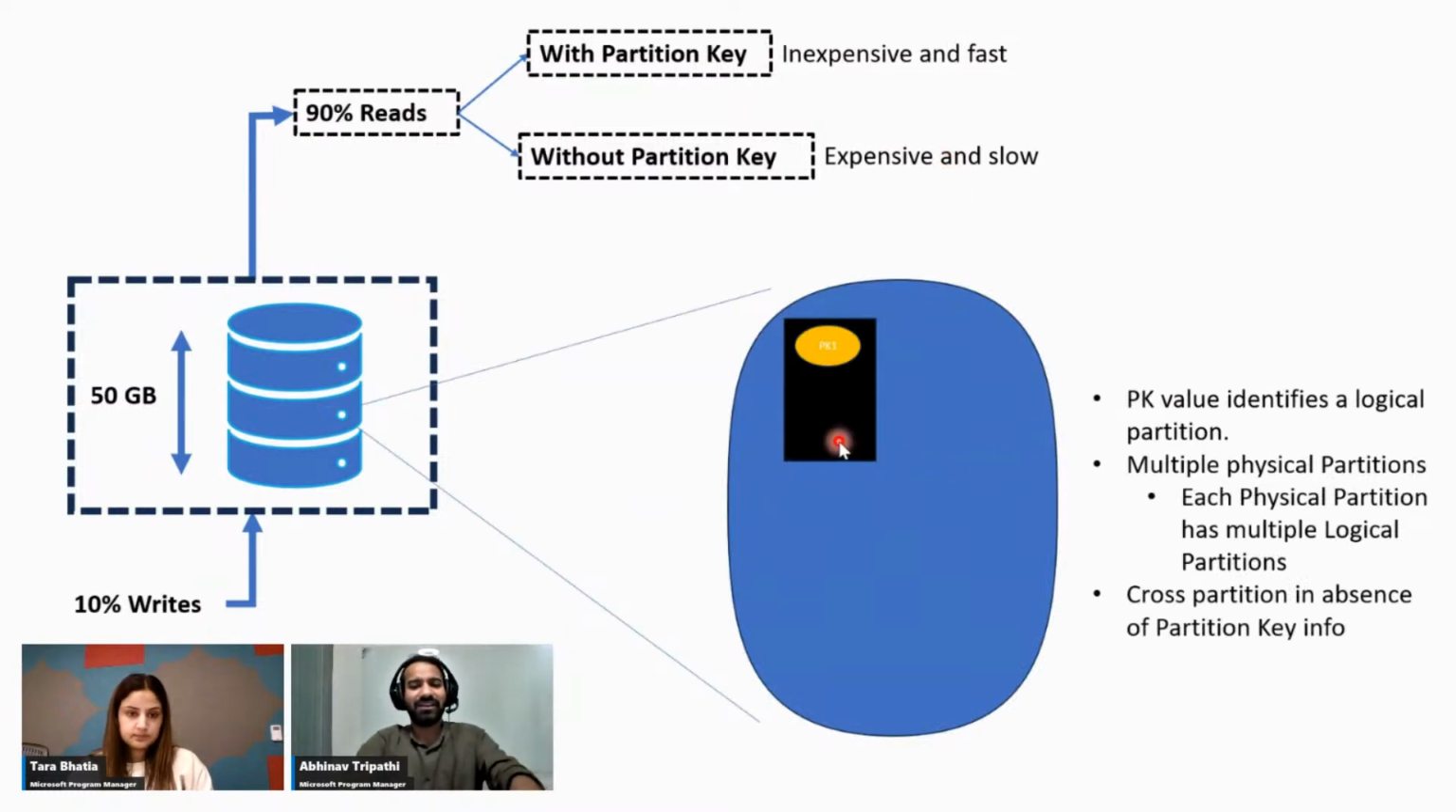So let's assume that this black box is a physical partition. If we are looking at the data, this black box is a physical partition, and this orange oval is basically a logical partition representation. So what happens in Cosmos DB when we have a record?